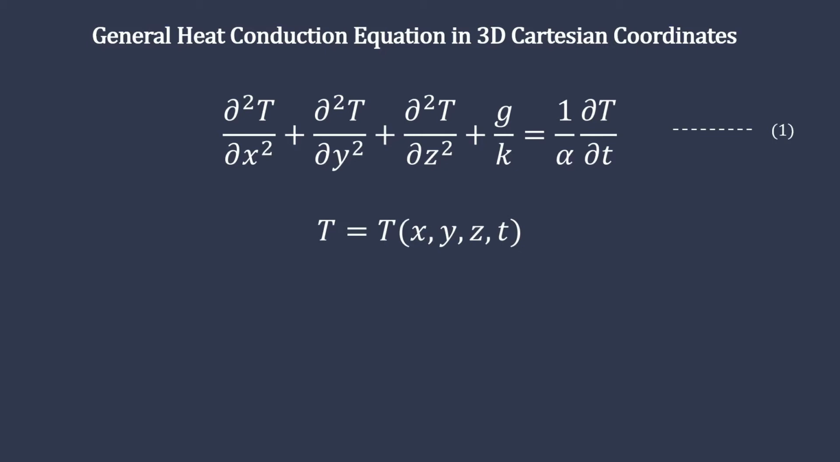Here alpha is thermal diffusivity, k is thermal conductivity of the material and g is volumetric rate of internal heat generation. We assume that thermal conductivity does not vary along x direction. Likewise, it does not vary along y and z direction. So we consider homogeneous values in each of these directions. Also we assume isotropic conditions.